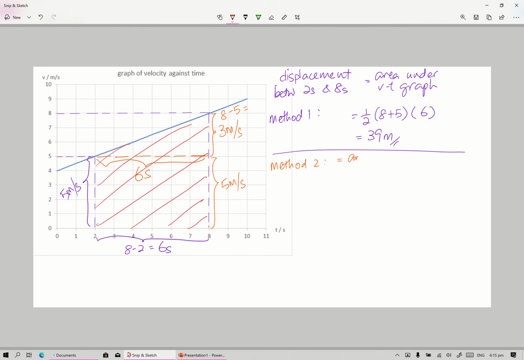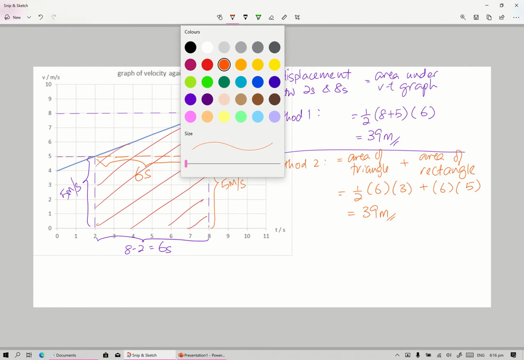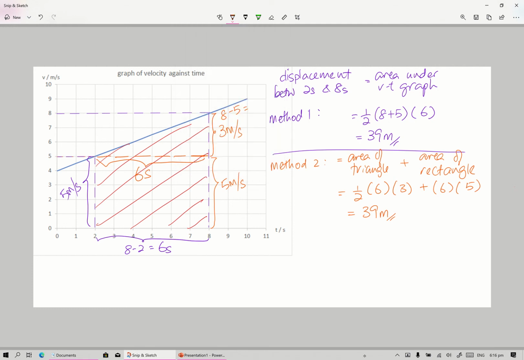So you have the area of the triangle plus the area of the rectangle. And that'll give you half base times height plus base times height. And that'll give you 39 meters. Method 3.